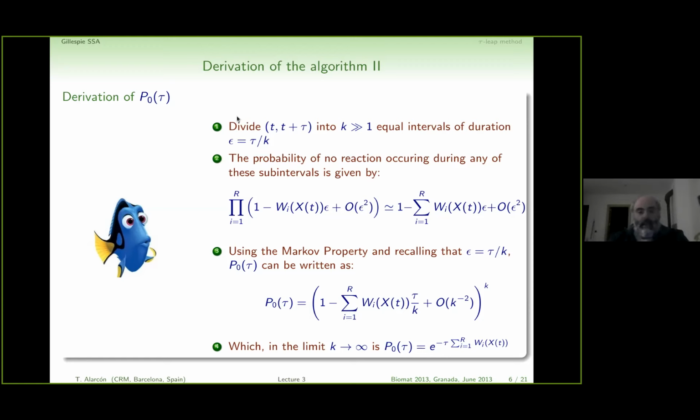Again, as we pointed out before, during the whole interval we are keeping this x of t here. So here we don't have x of t plus whatever. We have x of t because we are conditioning to nothing happening within that time interval. So this means that the state of the system is still the same state as we had at time t.